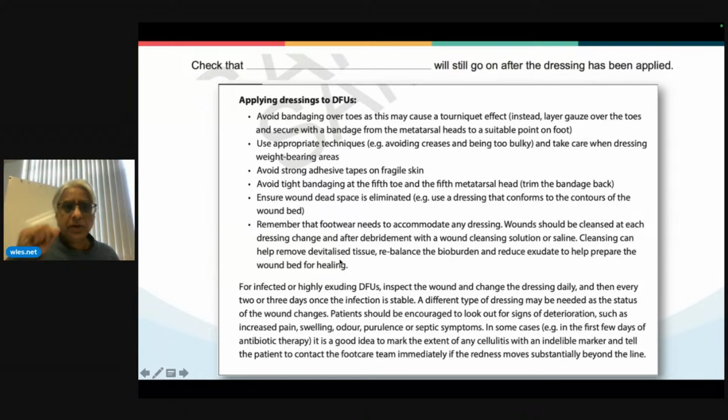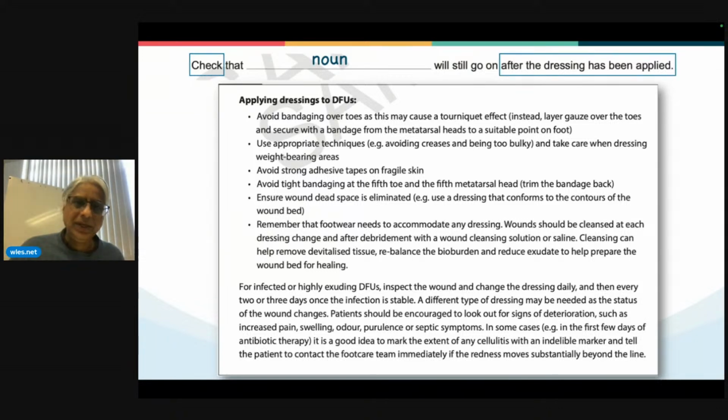Okay, the short answer questions are quite similar to gap-fill questions, but they're slightly different as well. Check that. You can see the type of word you need is a noun, it's a thing. So it's not telling you exactly what kind of word to write, but you can kind of guess or anticipate a little bit. You've got to check something. We know we need a noun, and again, you need words to scan for. Something will still go on after the dressing has been applied. It sounds like something you wear. It's something that will still go on while you put clothing on. So it's going to be an item that you wear on your body.